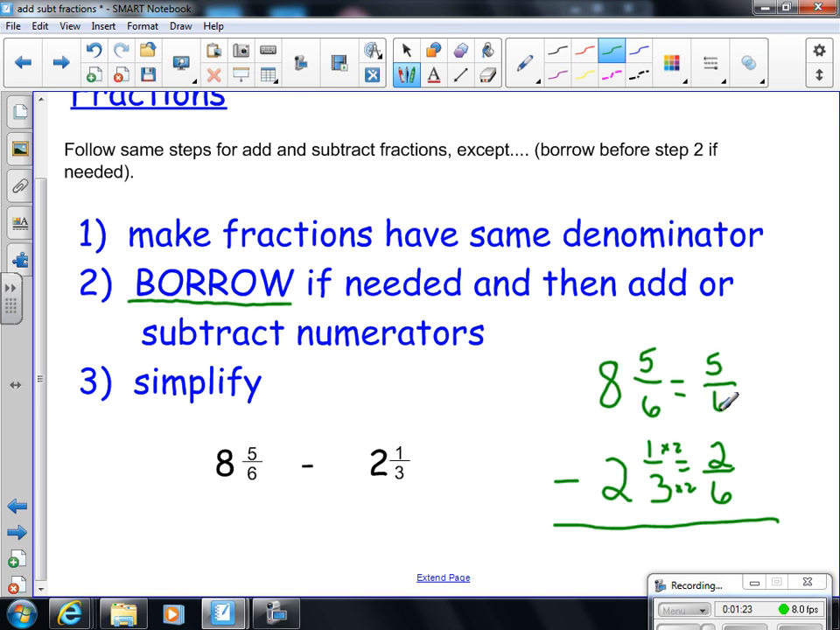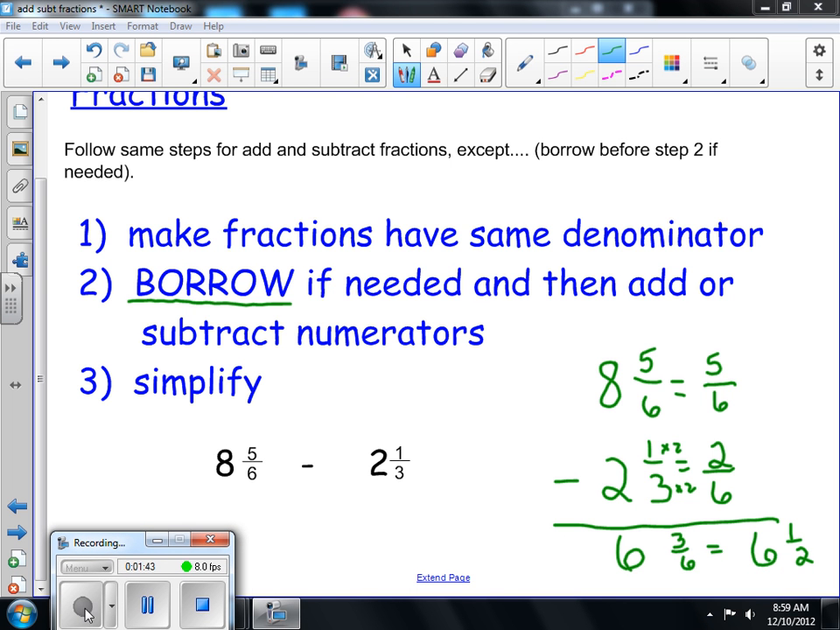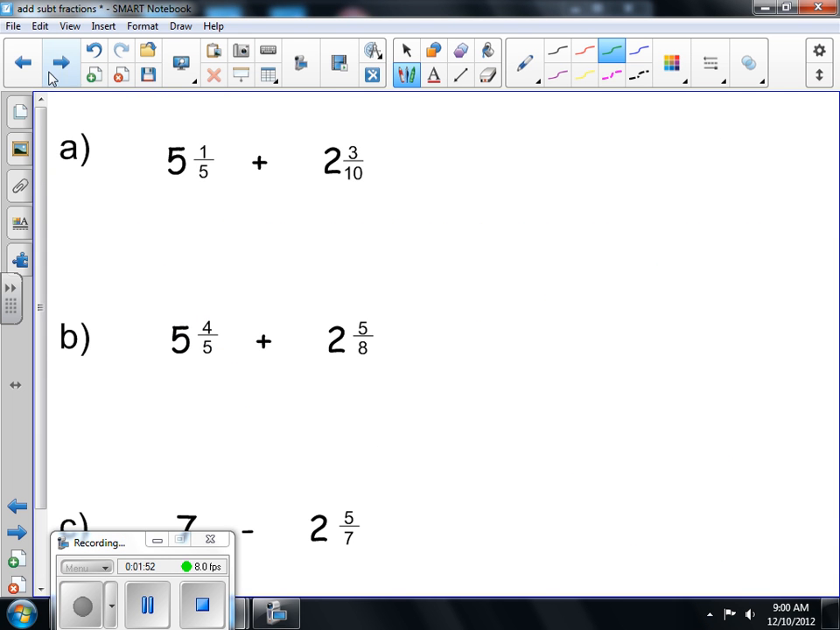Okay, can I take 5/6 minus 2/6? Yes, it works. So I get 6 and 3/6. Can I simplify that? Yes. And I get 6 and 1/2. Okay, so in this problem, did we need to borrow? No, we did not. Let's take a look at a couple other problems.